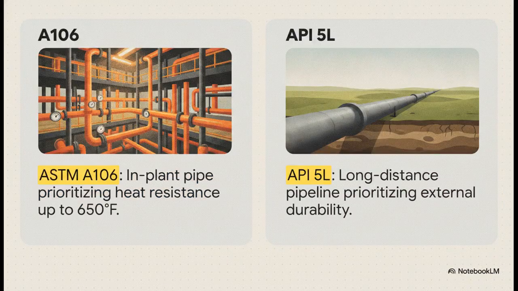Then we have API 5L. Again, they look super similar, but their domains are strictly separated. Remember, A106 is an in-plant process pipe. Its entire existence prioritizes surviving internal heat up to 650 degrees Fahrenheit. API 5L, though, is the long-distance expert. Its job is to form those massive cross-country oil and gas pipelines spanning hundreds of kilometers. It prioritizes external durability against soil movement and the ability to be manufactured in huge diameters.